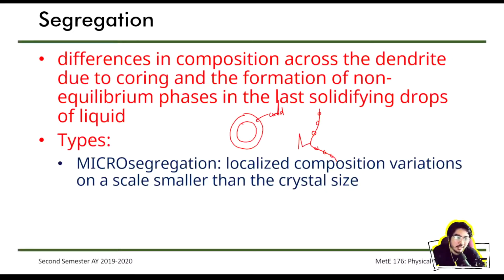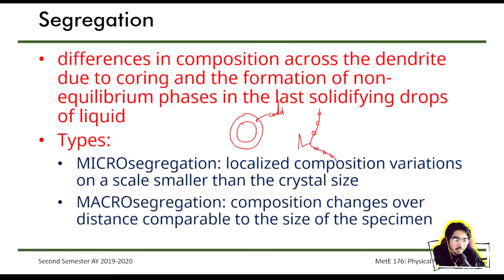No? So may two levels siya, yung microsegregation which is on a smaller scale. Tapos macrosegregation naman pagka yung distance na covered nung segregation is larger, no. And usually itong mga segregation na to, this is the bane of any alloy because segregation almost often means that the material is compromised, no.